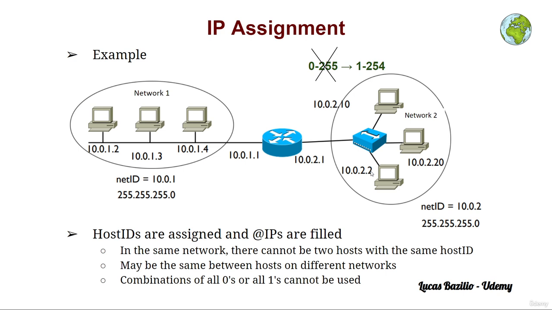So here we'll select the host ID 2, the host ID 20, very easy, and then finally the interface that connects this router. Since this router's interface is connected to this network, it needs to have the same net ID. That's why we have here 1002. And then finally the interface, the host ID identifier is 1.